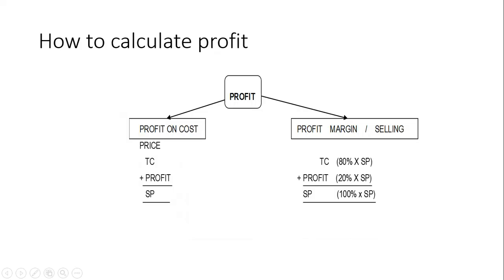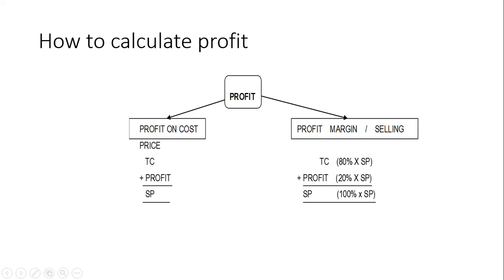And this is how to calculate the profit. Basically, in the profit calculation, we have two methods to approach. The first one is called percentage on cost. Another one is percentage on profit margin, or selling price. Alright, so how to calculate the profit based on cost?